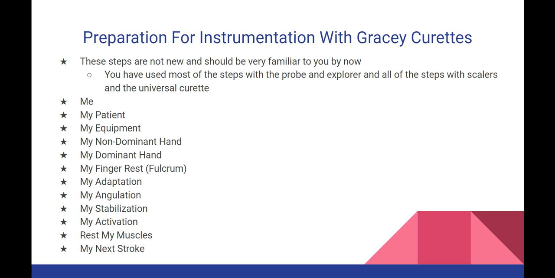Rest my muscles. At the end of a bite stroke, I pause briefly to relax my fulcrum finger, index finger, and thumb. In my next stroke, I continue to either reassess, initiate another bite stroke, or move to assess the next area. All assessment strokes are light. The only time I add any pressure is when I'm going to do a bite stroke.